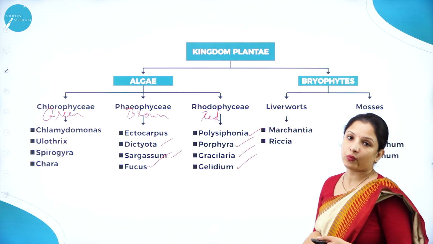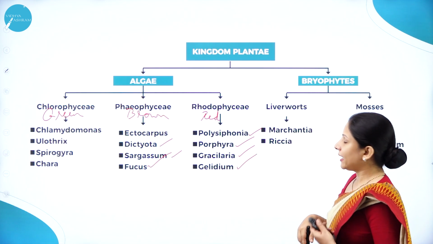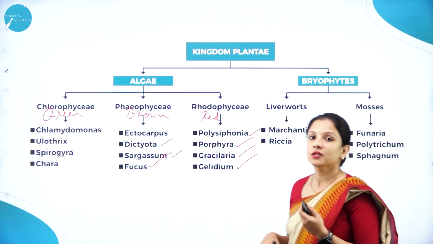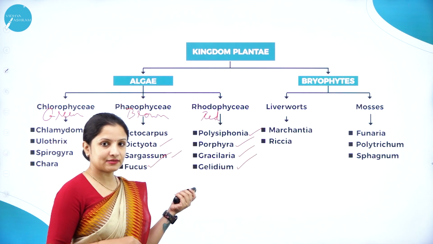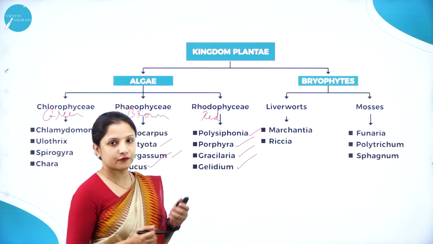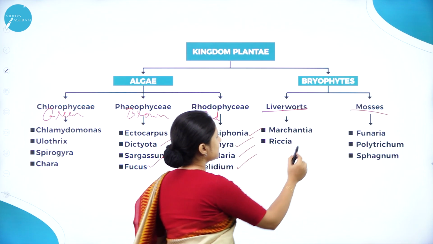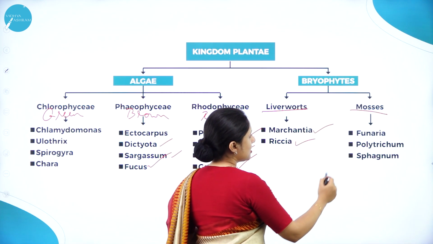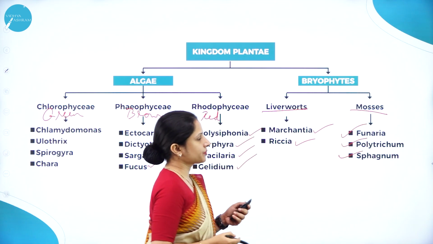Gracilaria and Gelidium are quite economically important because agar is derived from them, and it has a lot of uses in the market, in food preparation as well as in laboratory work. Next, bryophytes are of two forms, liverworts and mosses. Under liverworts, there are Marchantia and Riccia. Under mosses, there are Funaria, Polytrichum and Sphagnum.